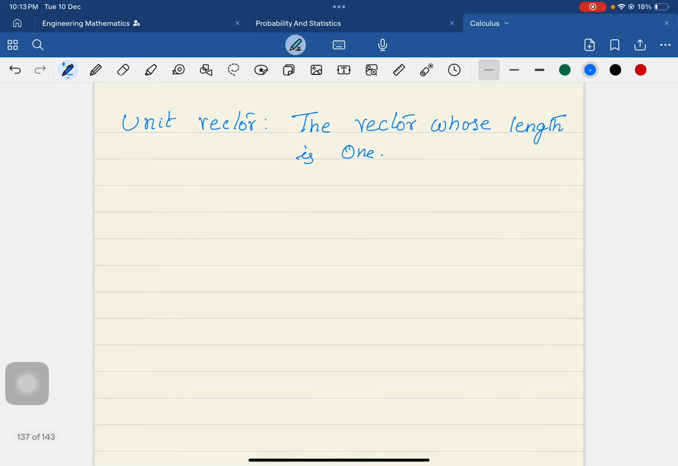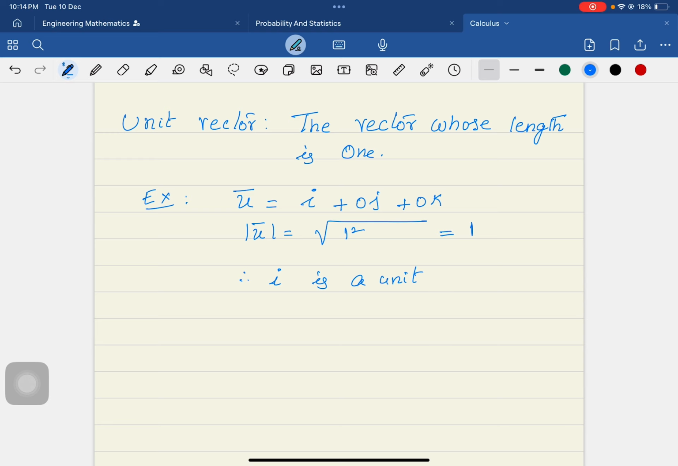For example, if you take the vector u bar, let us take this as i plus 0j plus 0k. U is this vector. So what is the magnitude of this vector? That is the square root of 1 square plus 0 square plus 0 square, which is equal to 1. Therefore, this i is a unit vector.